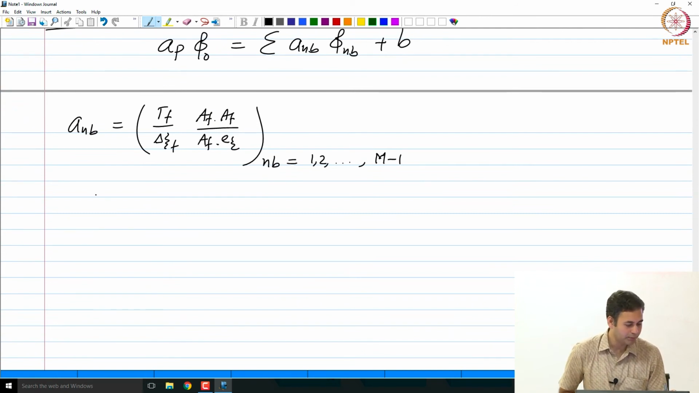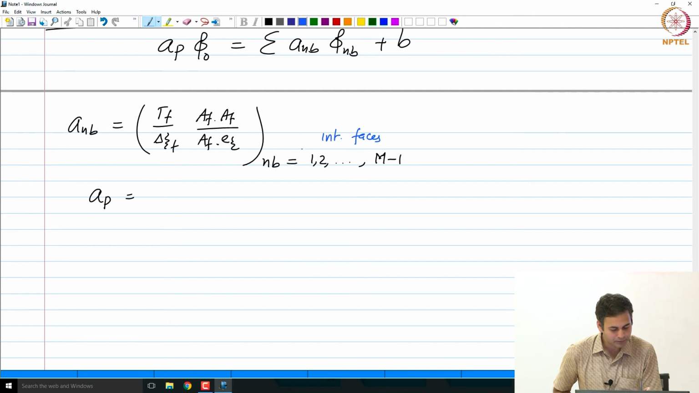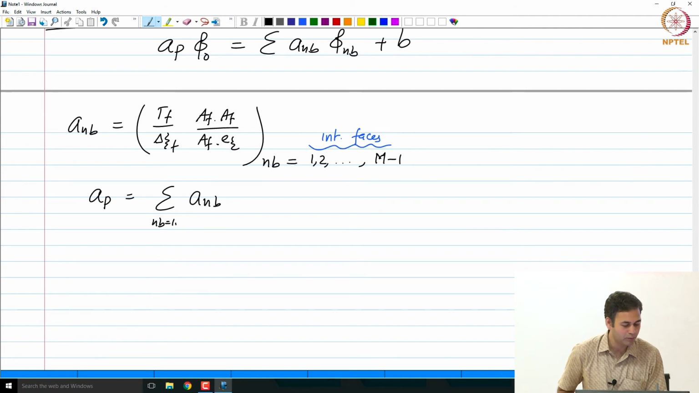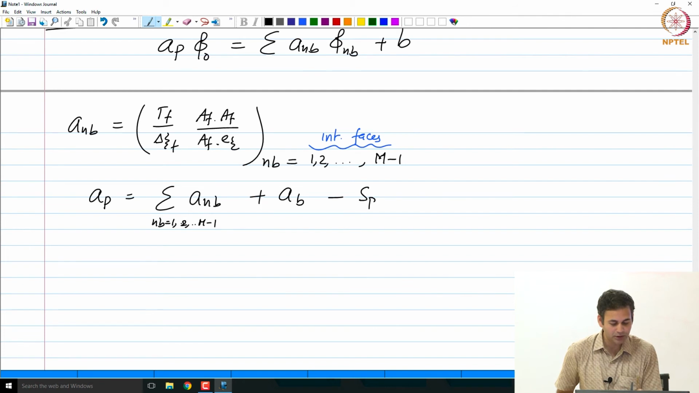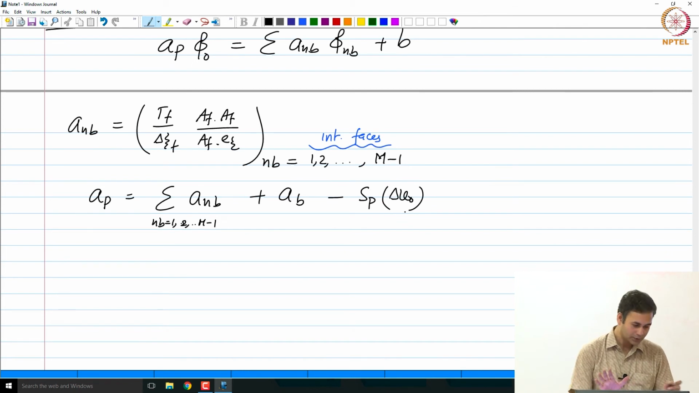What about AP? So, these are the interior faces only. What about the AP term? AP would be summation of A and B, where NB goes from 1 all the way to m minus 1, plus AB. Okay. If you have one boundary face, this will go to AB. What else? Minus SP delta V 0. That is all, right. That is all there will be. Okay. What about the B term?